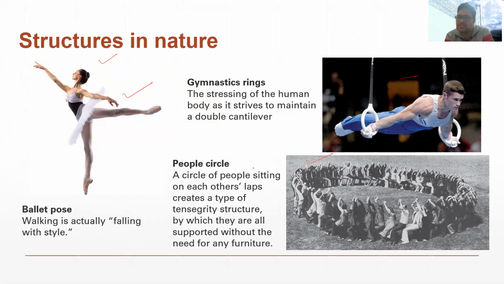Tensegrity structure is a kind of structure in which compression members are not meeting. They are meeting with the tension member. So this people circle is forming a type of structure which is self-sufficient. They are not supported by any external factor, but they are making a structure by themselves. So that is again a very classic example. These are some of the examples that I have taken so that you understand the concept of structure.